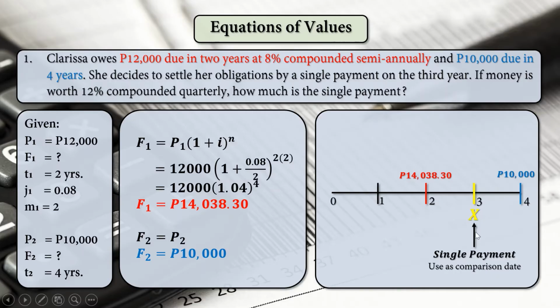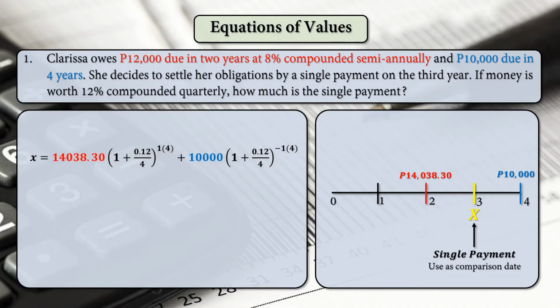So, ito yung focal date natin as comparison date. So, in solving for that, i-equate natin yung obligations equal to payments. So, ang obligations niya is itong dalawa. Itong dalawang obligation niya. And yung payment niya is of course, ito yung unknown natin, X. Substituting, if money is worth 12% compounded quarterly, so finding for the future value of this 14,038 and 30 cents after 1 year, hahanapin natin yung future value niya after 1 year para makuha natin yung X dito.